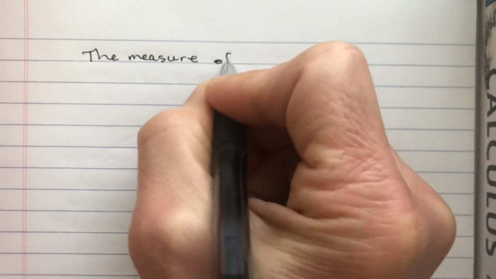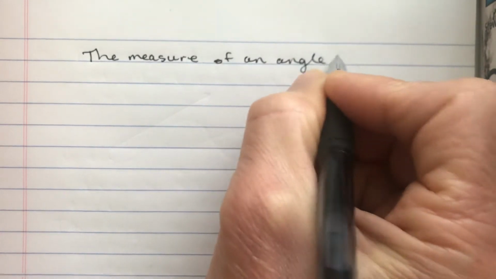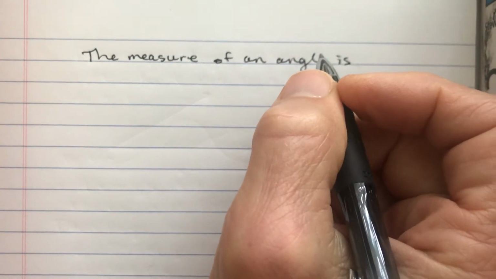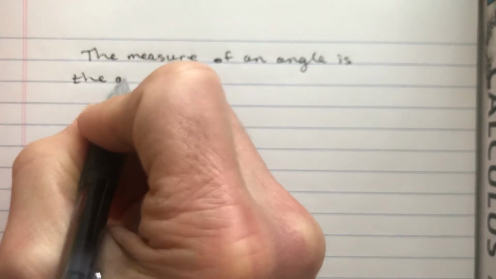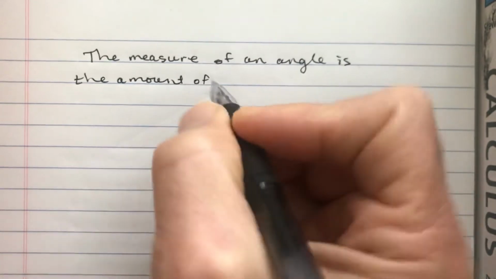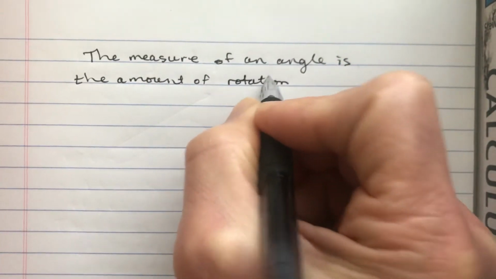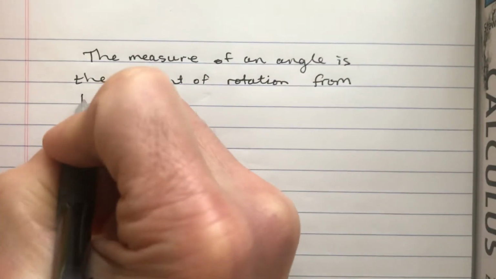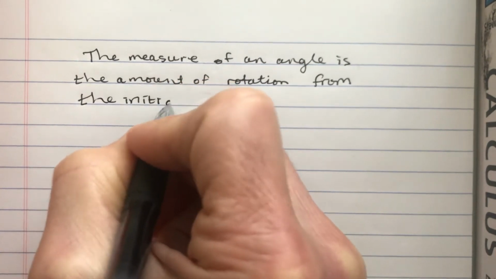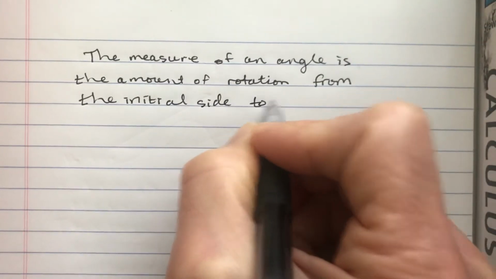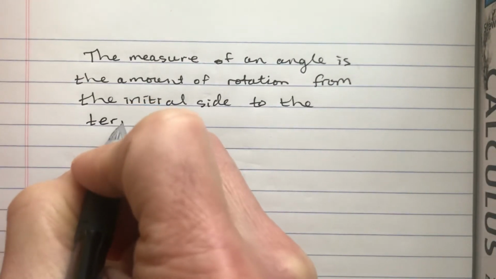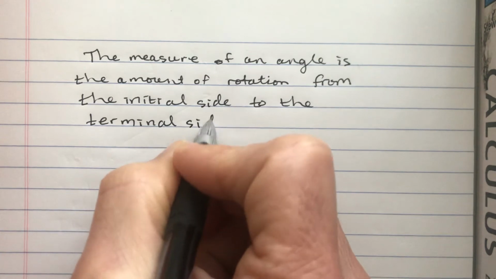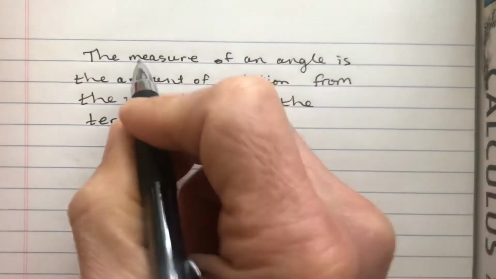Okay, so the measure of an angle is the amount of rotation from the initial side to the terminal side. So that's the measure of an angle.